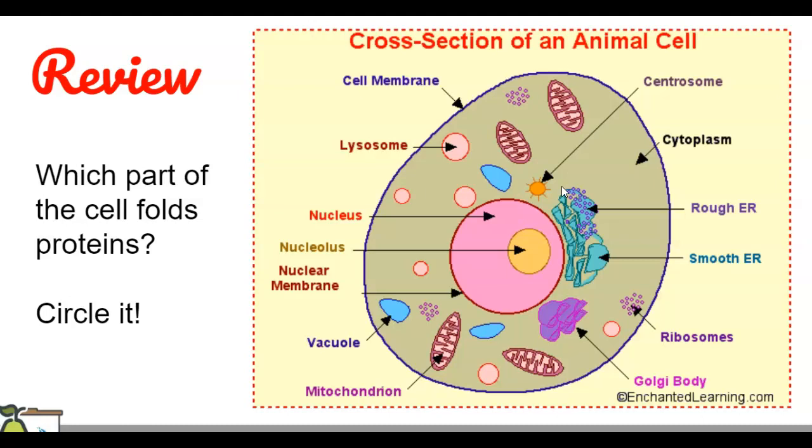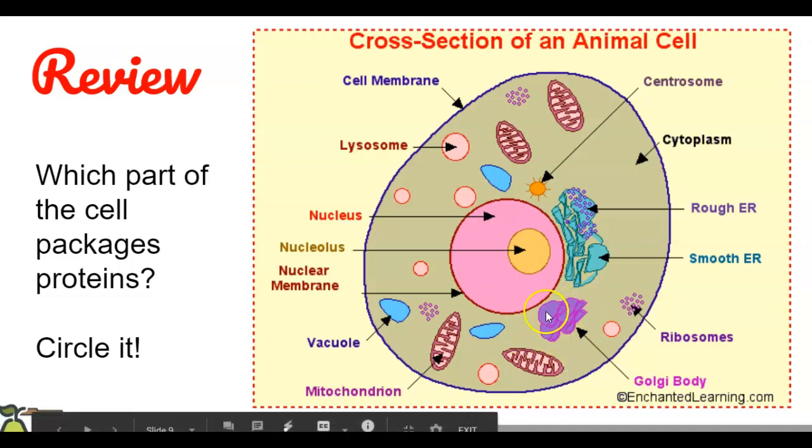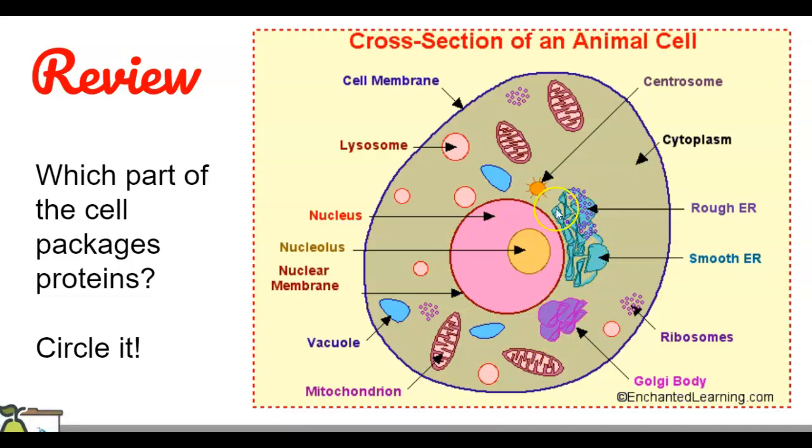Right? Which part folds the proteins? Good, this would be the ER, right? So once the ribosomes make the proteins, they then get folded, okay, by the ER, and that's the next step in making proteins. Which part of the cell packages proteins? So once they've been folded, they've got to get packaged. This would be the Golgi body right here. Okay, notice these guys are right by the nucleus here, and there's ribosomes, right? So all this protein making machinery is right here next to each other.